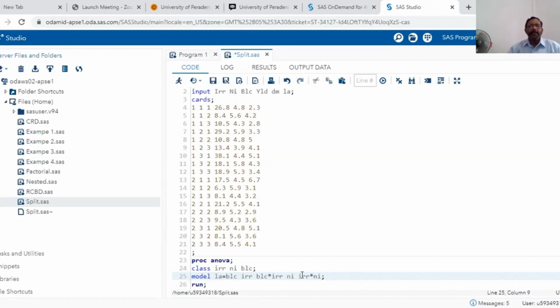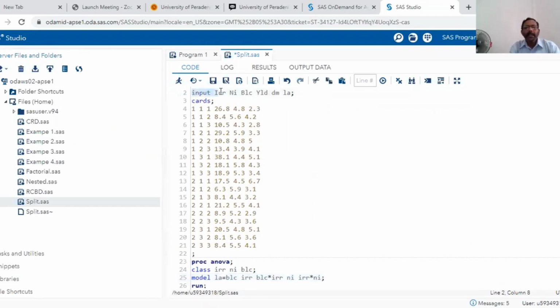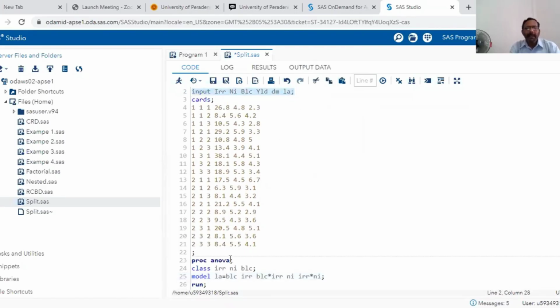And the other thing, sometimes you see I have all the data here. How many variables do I have? About the irrigation, the nitrogen, the block, the yield, the dry matter, the leaf area. Now, after putting in the input, with so many variables, we don't need to include all the variables here. I can keep the other variables as they are. I am simply running this program with only leaf area, LA. Now I am going to run.